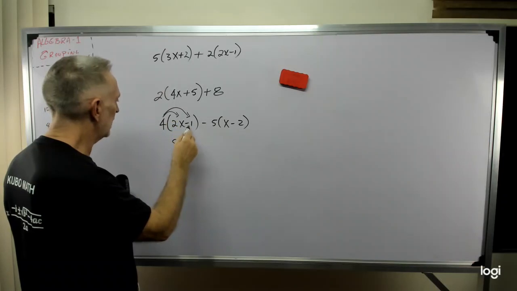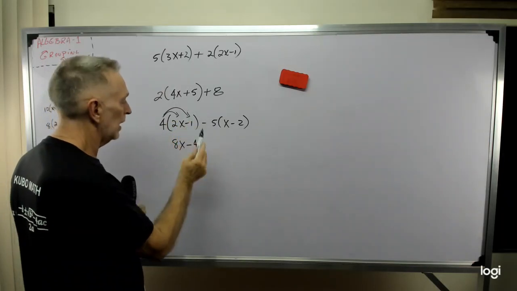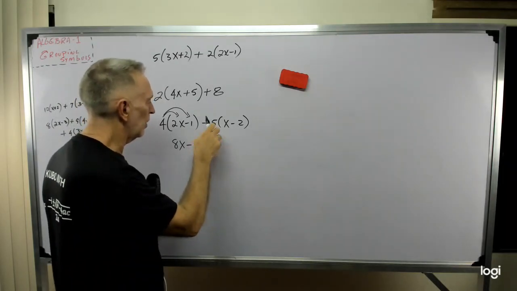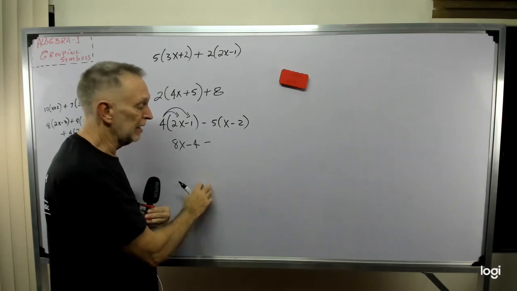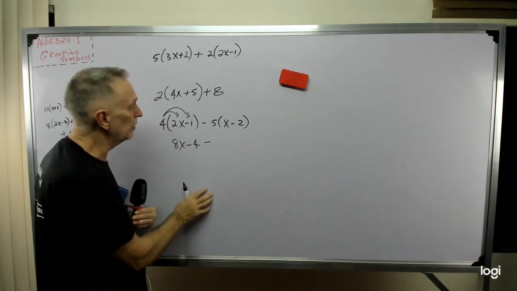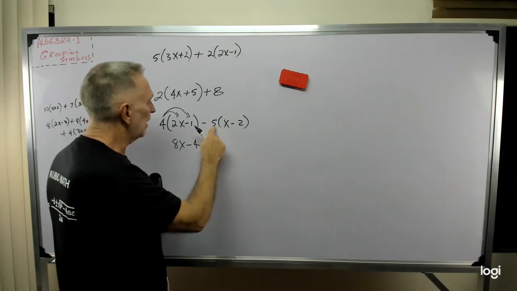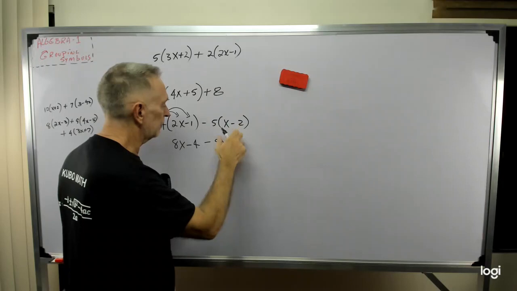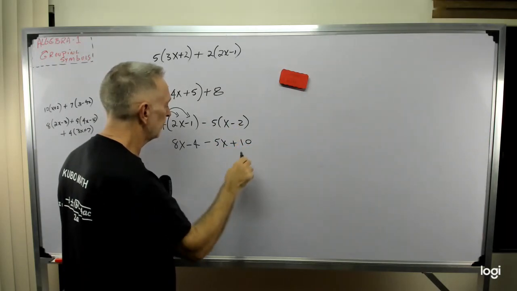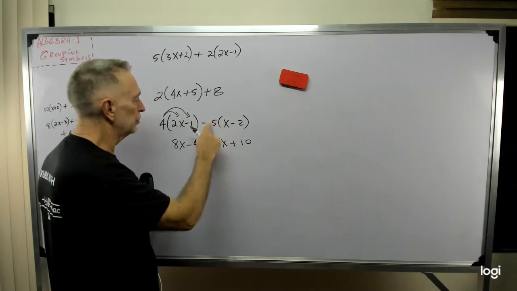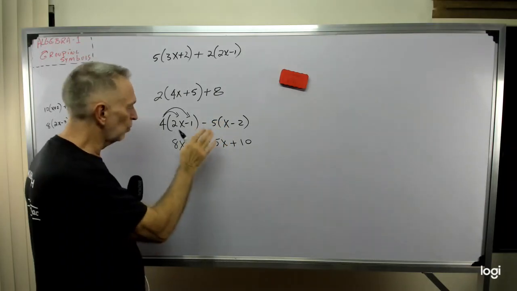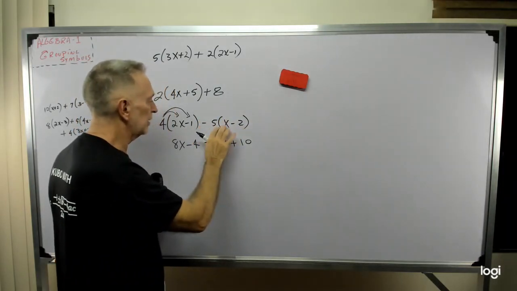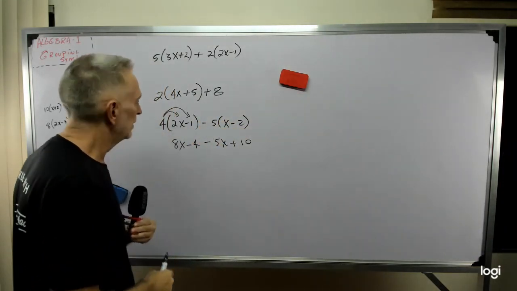Positive 4 times negative 1 gives me a minus 4. Now I have minus everything that goes on here. So I have to distribute the negative 5x inside, just like we did down here. So negative 5 times x is negative 5x. Negative 5 times negative 2 is a positive 10. So you have to be careful when you're distributing the sign. Really watch that sign, because the negative means you're changing the sign of most everything inside.